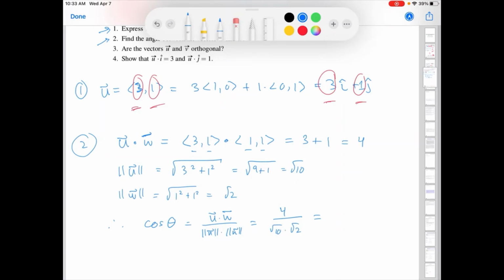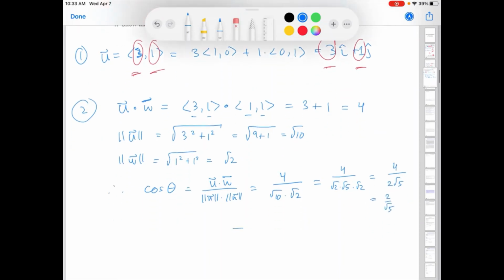And then we can do all sorts of simplifications here. So let's see. Square root of 10 is square root of 2 times square root of 5. And this is another square root of 2. So that gives us a 2 here, over square root of 5. So that gives us 2 over square root of 5. Okay, so we can calculate theta as the arc cosine, inverse cosine, of 2 over square root of 5.